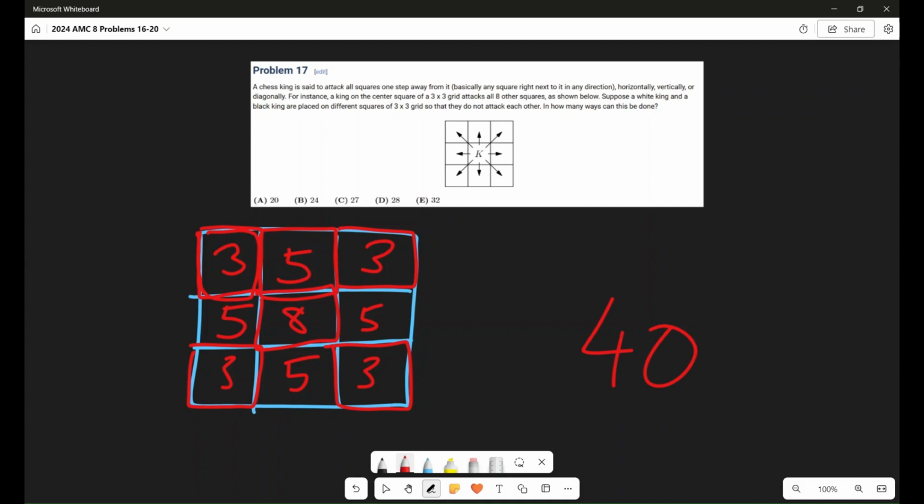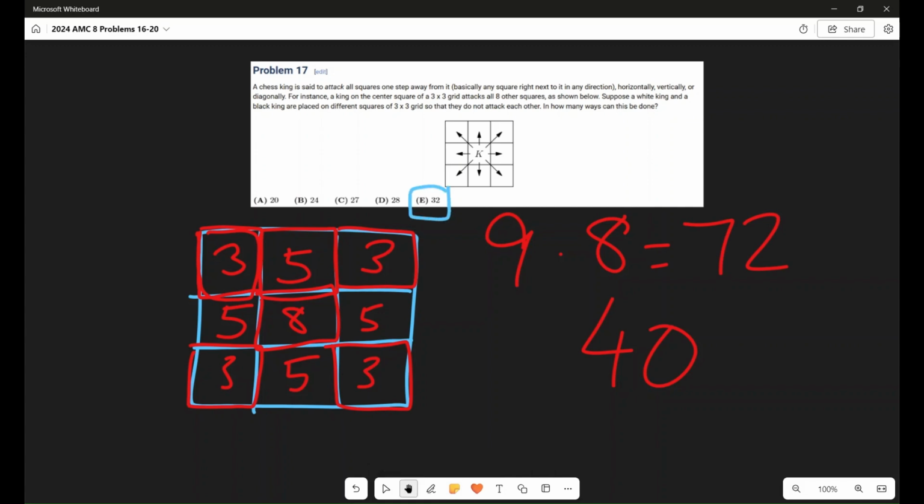But 40 isn't our answer because we just counted what we don't want. So let's take a look at all the possible ways to place a black king and a white king. Well, there's 9 ways to place the black king and then 8 ways to place the white king because you can't place them in the same spot. So that's 72. So we counted the total, we counted what we don't want. So now all we have to do is just subtract. So we do 72 minus 40 and we get an answer of 32 and we can move on.